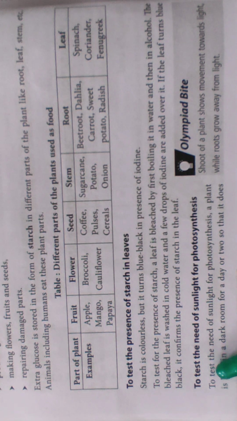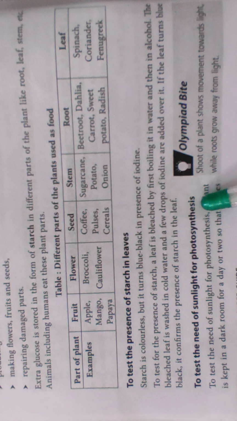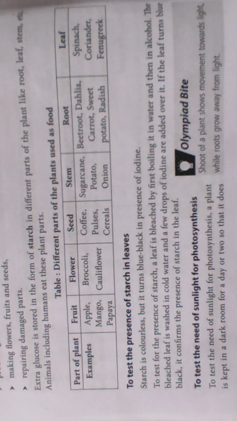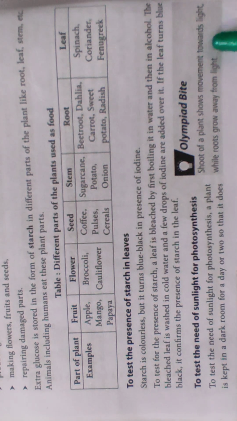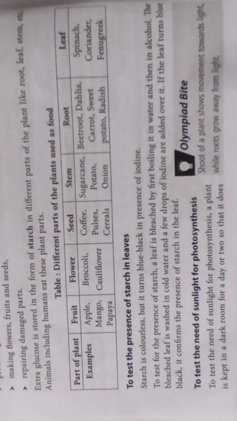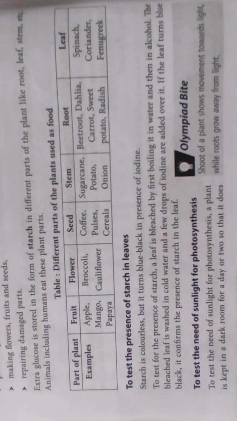The second is to test the need of sunlight for photosynthesis. How can we test it? The shoot of a plant shows movement towards light while roots grow away from light. This is very important. The shoot which is above the soil always turns its movements toward the light, and the roots always grow away from the light.